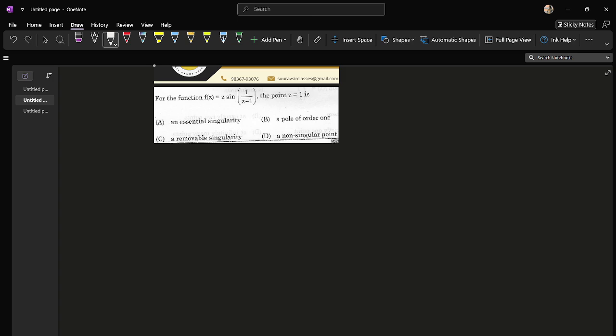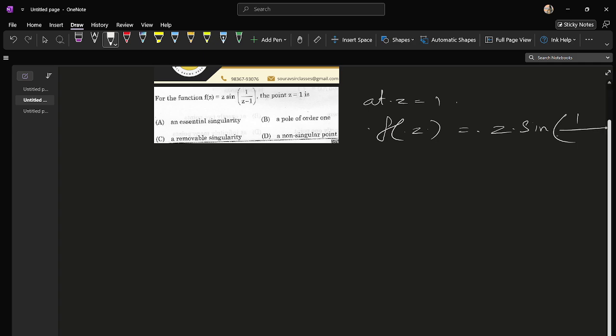So we need to analyze the nature of the singularity at z = 1 for the function f(z) = z sin(1/(z−1)). Okay. So now we are going to identify the type of the singularity at z = 1. The function involves sin(1/(z−1)), which has a singularity at z = 1.